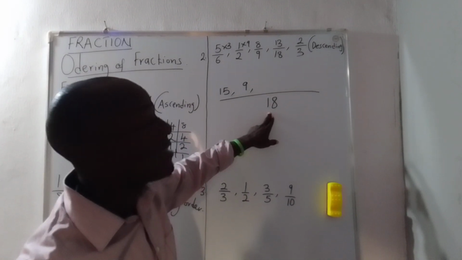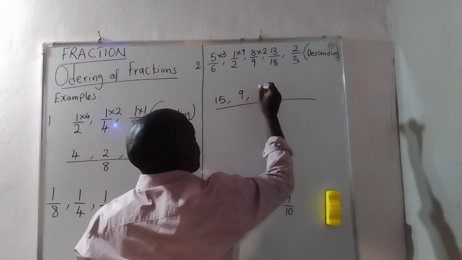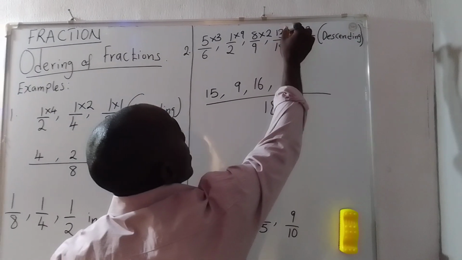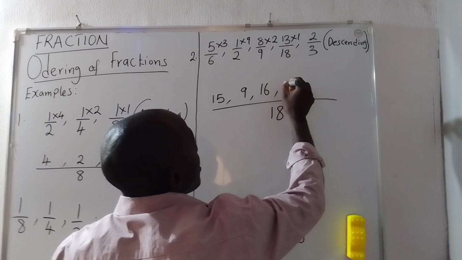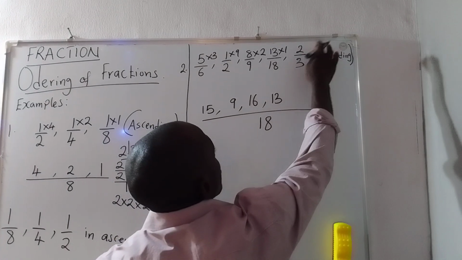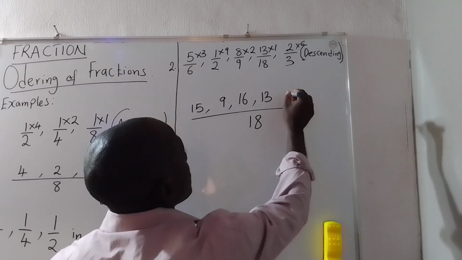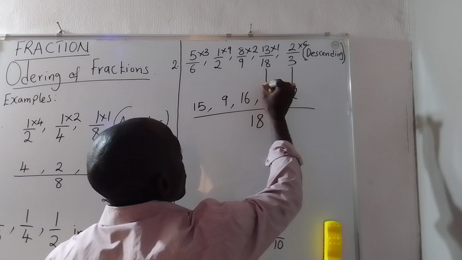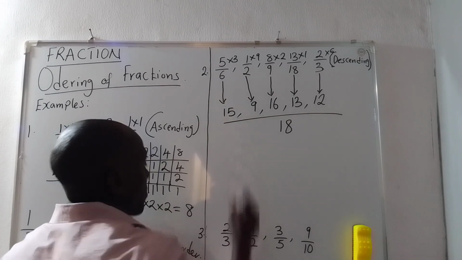So we have 18 here again. 18 divided by 9 will give us 2. 8 times 2 will give us 16. 18 divided by 18 will give us 1. 13 times 1 will give us 13. 18 divided by 3 will give us 6. Look at our 6 here. 2 multiplied by 6 will give us 12. So you look at it, this one came from here, this one came from this one, this one came from this here, this one came from here, and this one is for this.